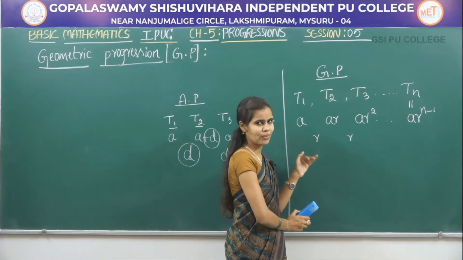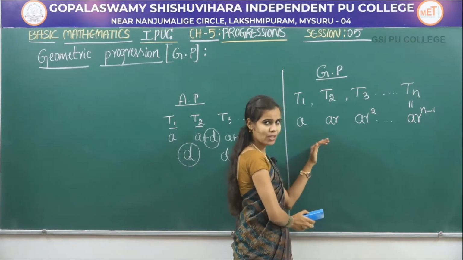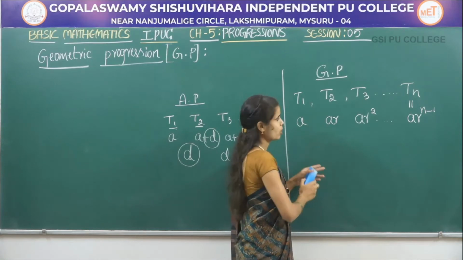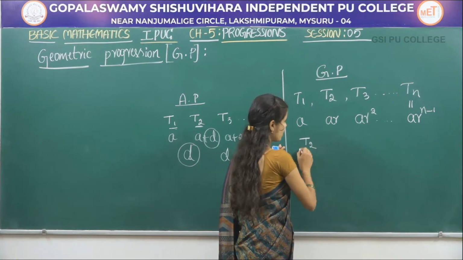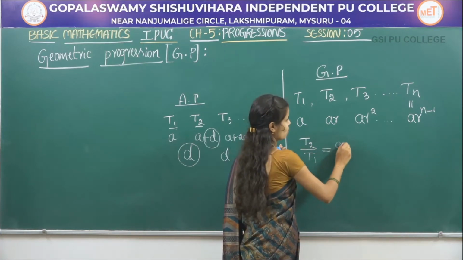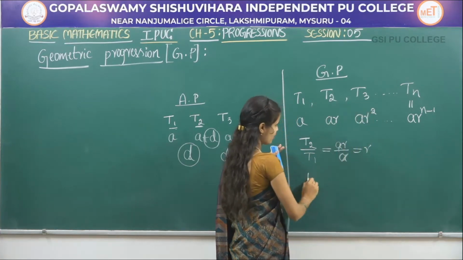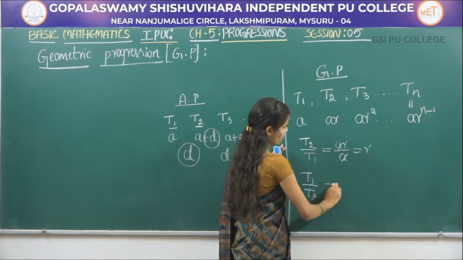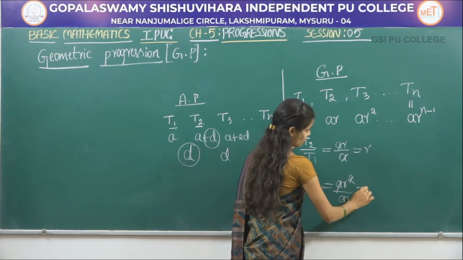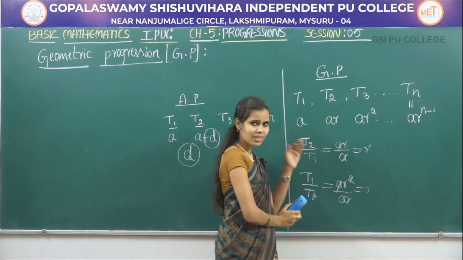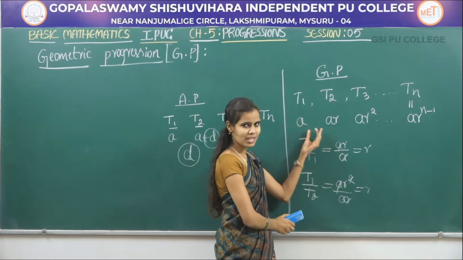One more definition for R. Consider the ratio of any term and its previous term. T2 divided by T1 is constant. A R divided by A is R. T3 divided by T2: A R square divided by A R is also R. So in geometric progression the ratio of any term and its previous term is constant.